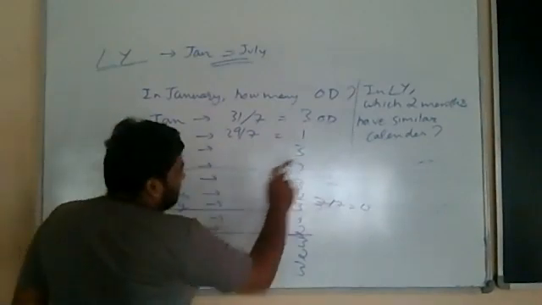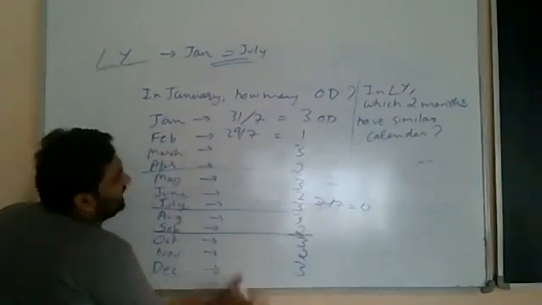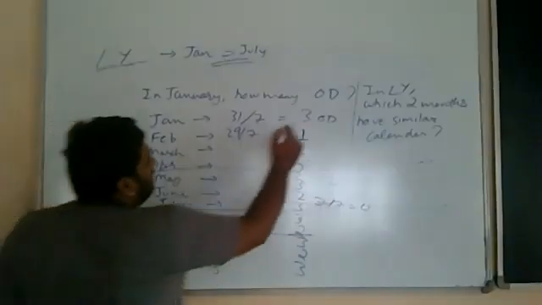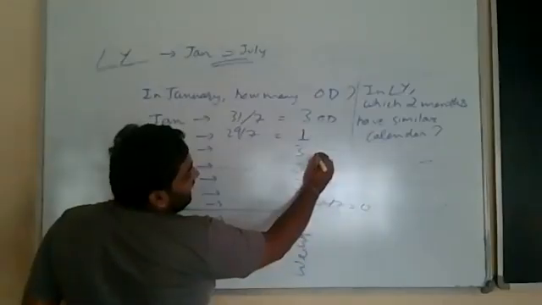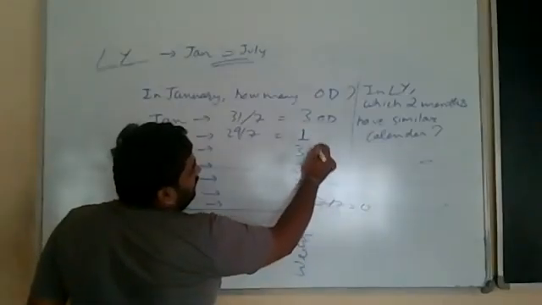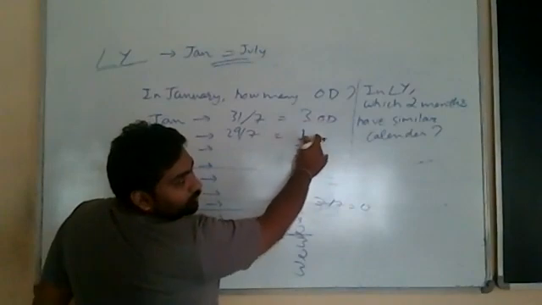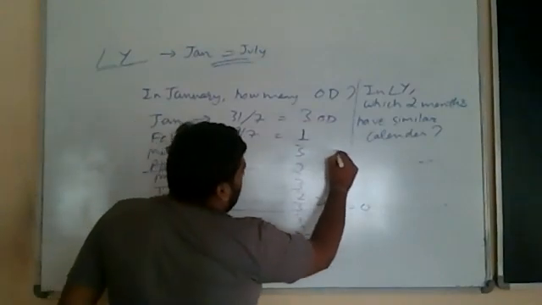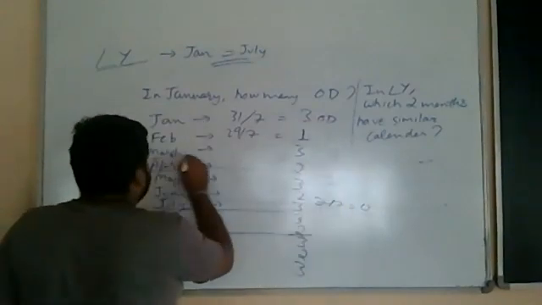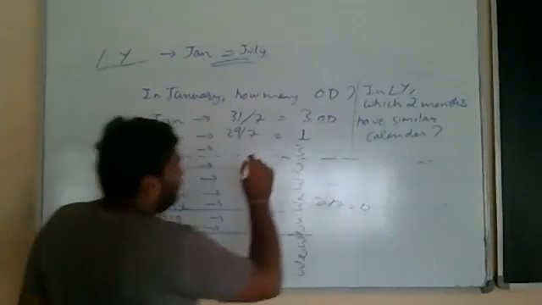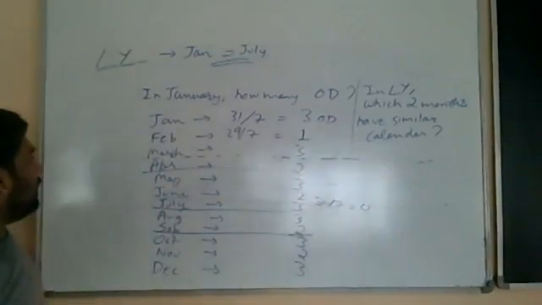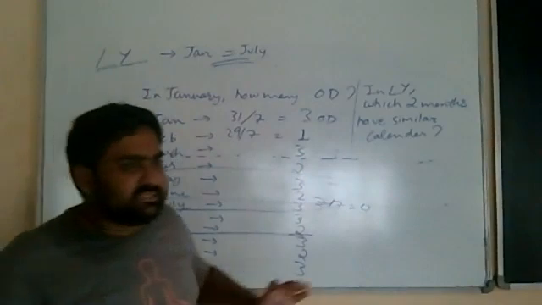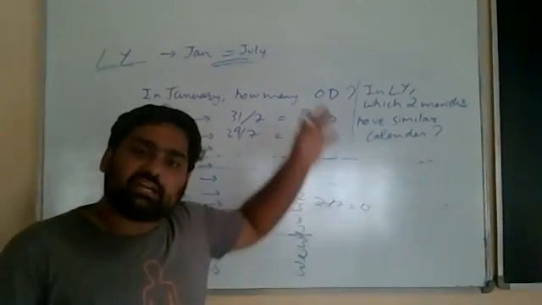March, another 3 days, correct? Rest everything is same. Here it was 0. This is 1 this time. Correct? Now calculate. 3 plus 1, 4. 4 plus 3, 7. So now, by the end of March, everything is same. April will again start just like January.